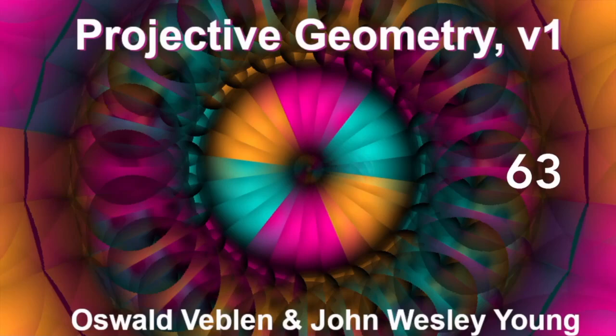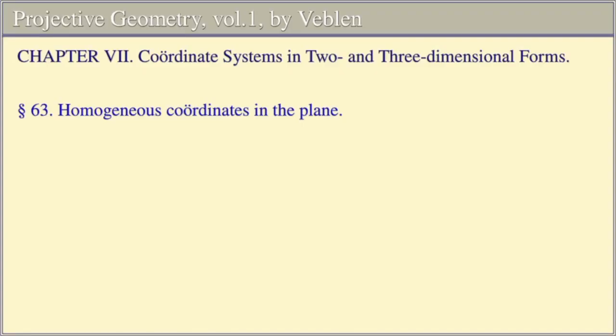Projective Geometry, Volume 1, by Oswald Veblen and John Wesley Young. Chapter 7, Coordinate Systems in 2- and 3-Dimensional Forms. Section 63, Homogeneous Coordinates in the Plane.